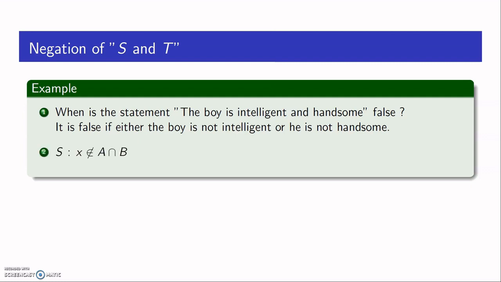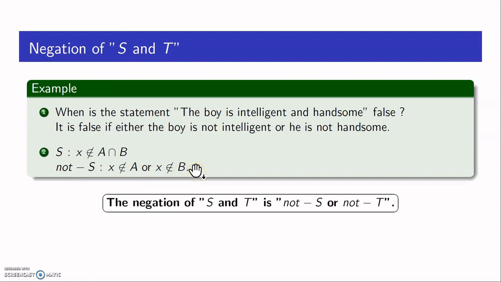The same way, when will I say that x does not belong to A intersection B? It is so when either x is not in A or x is not in B. So this is the negation of this statement. So the negation of the conjunction S and T is not S or not T. One of the two statements has to fail.